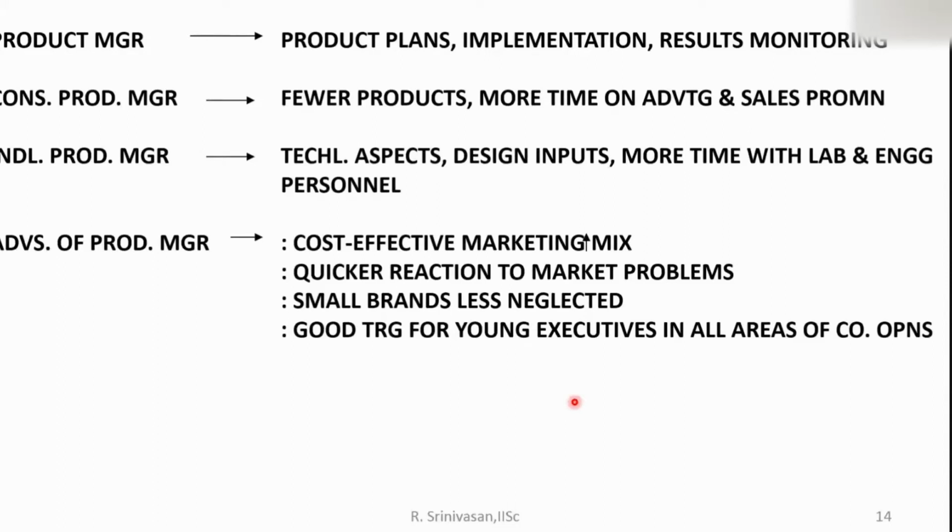Suppose you are a young executive, it can be a good training for young executives in all areas of company operations. You interact with practically everyone in the organization, starting from production down to marketing. As a product manager, you have a free entry to all these different departments, and you have free access to information which is not easily possible in other roles in a company. This information access can be very useful for him to devise strategies.